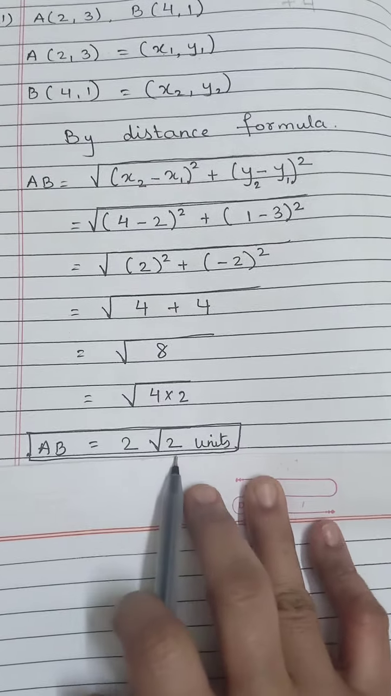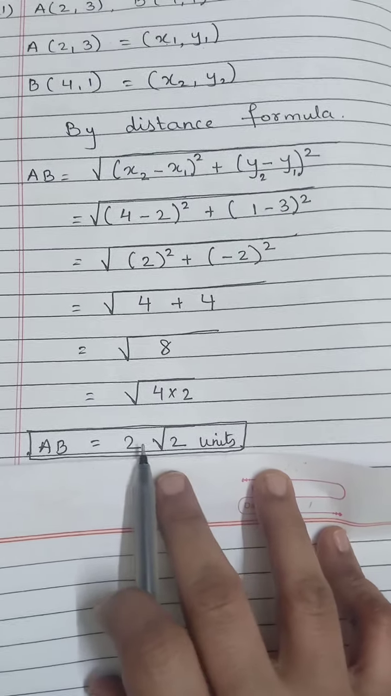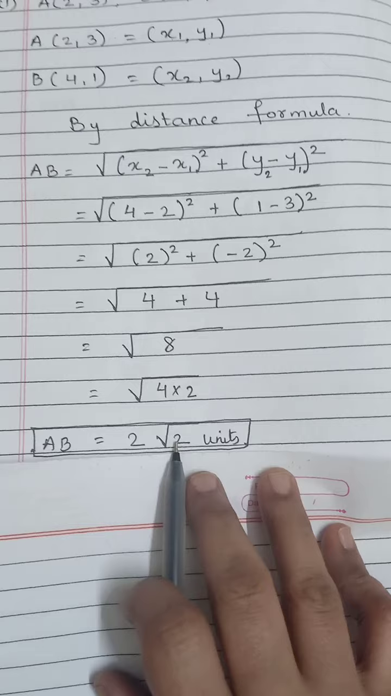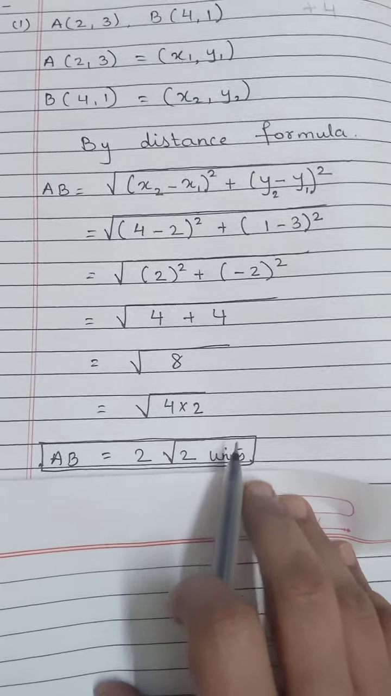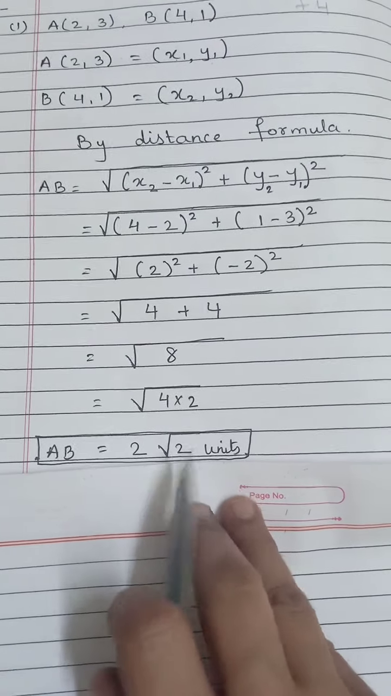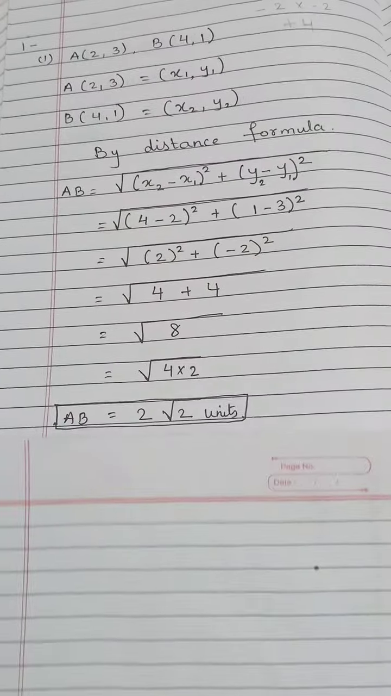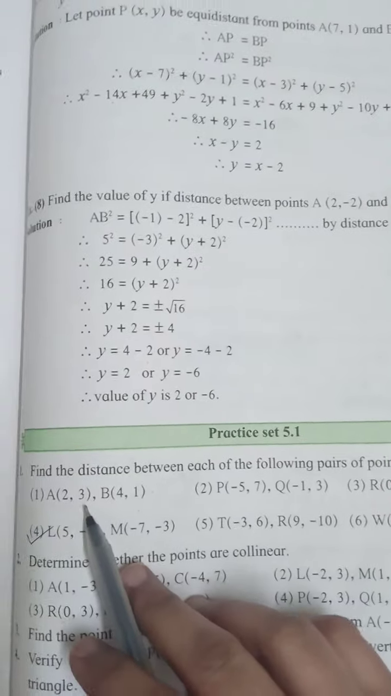So we have got AB is 2 root 2, and no meter or centimeter. So you can write only 2 root 2, or if you want you can write units. So in this way we can apply the distance formula and I have got the value of AB. Now the first question we have completed.